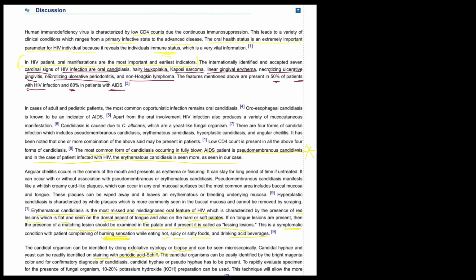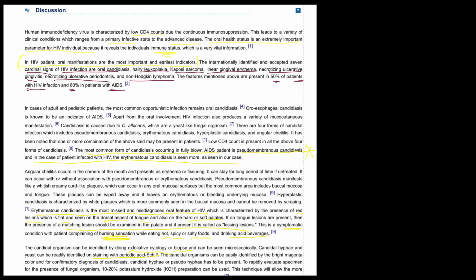HIV patients have the viral infection, but the T cell count is not yet below 200 cells per cubic millimeter. And in the AIDS patient, the T cell count is very low, less than 200.